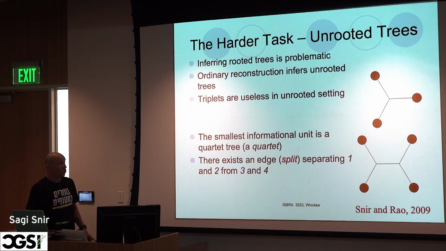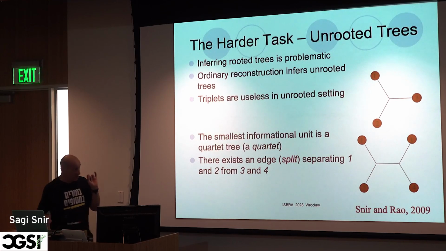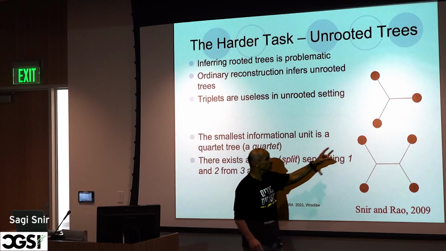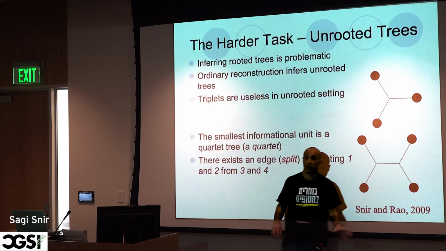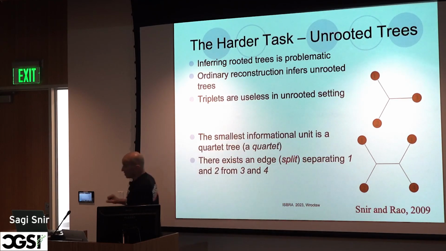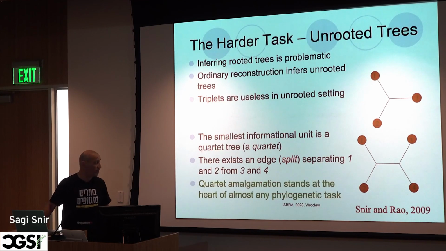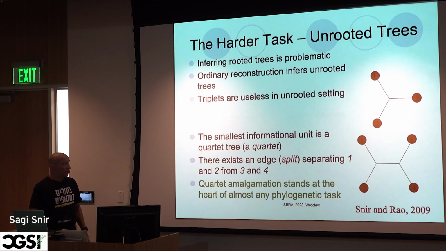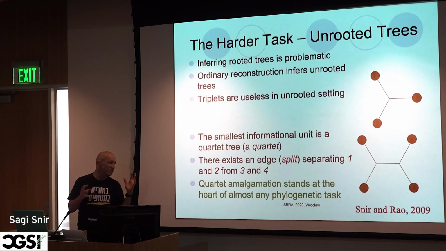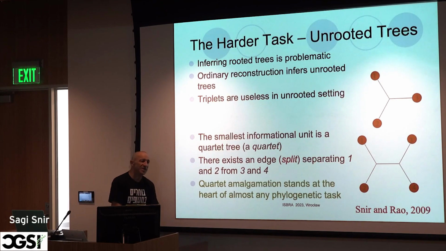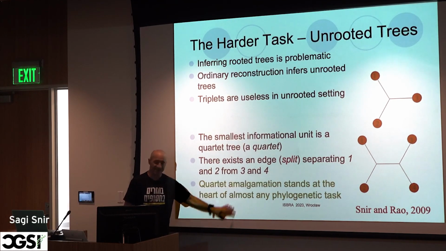Okay. So this is the quartet, and the information here is only that it splits 1 and 2 from 3 and 4. Okay, only that we have that split. Something about quartets: quartet amalgamation stands at the heart of almost any phylogenetic task. So when you hear a lot about phylogenetics and consistency and so many things, if you delve into the basics, you eventually find quartets. Okay?